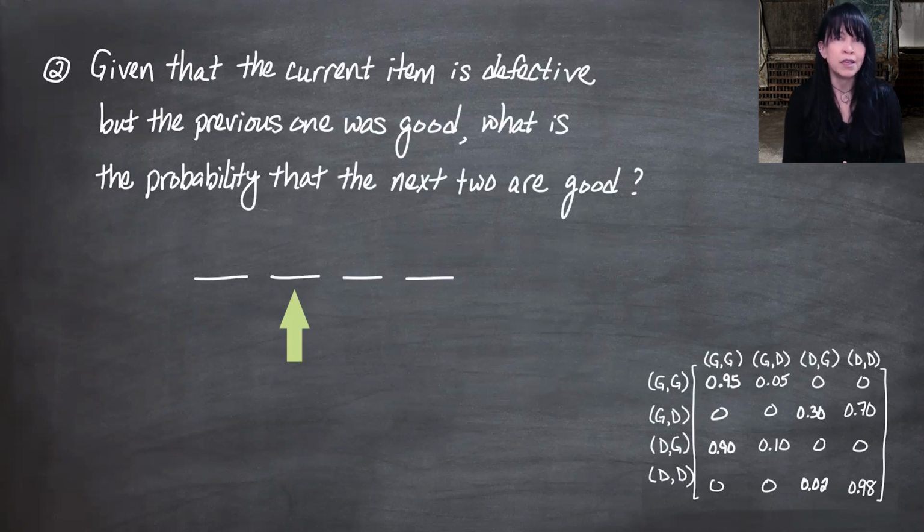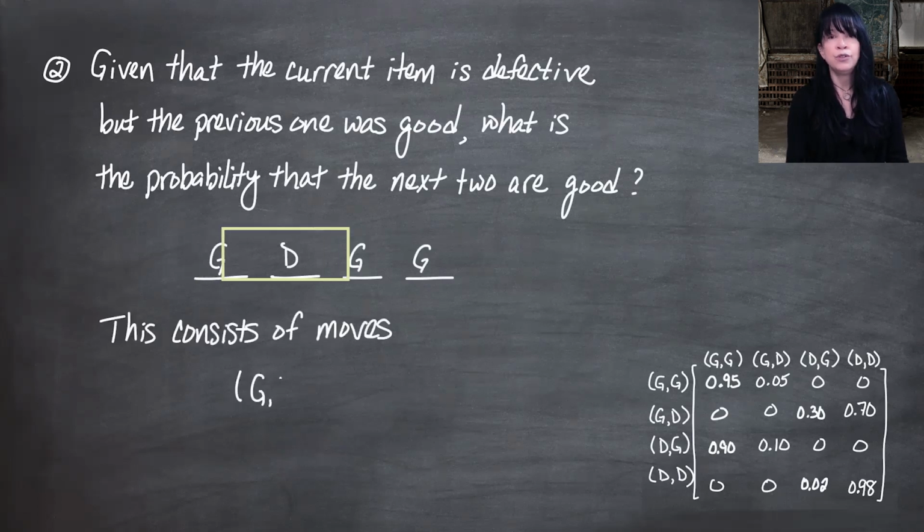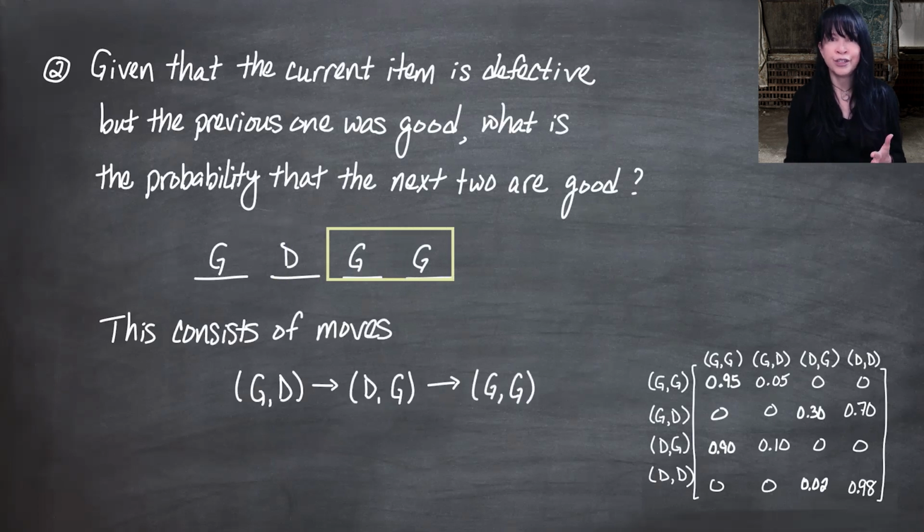I need to leave a space for a previous item over here, and then have the next two be good. So if you pair these up, we've got good defective to defective good to good good. This is two moves from the transition matrix.